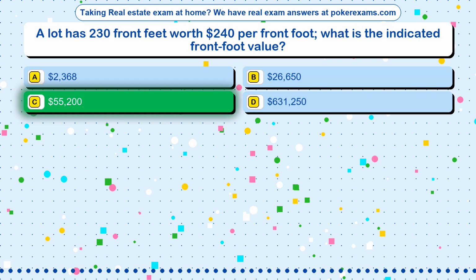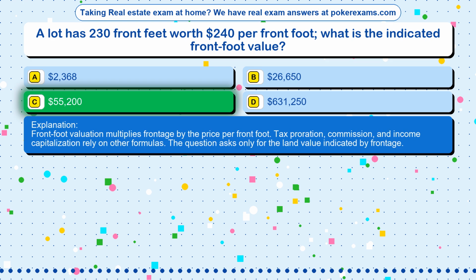The correct answer is option C, $55,200. Front foot valuation multiplies frontage by the price per front foot. Tax proration, commission, and income capitalization rely on other formulas. The question asks only for the land value indicated by frontage.